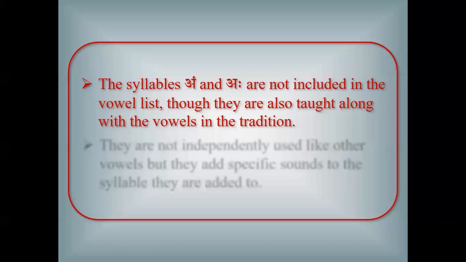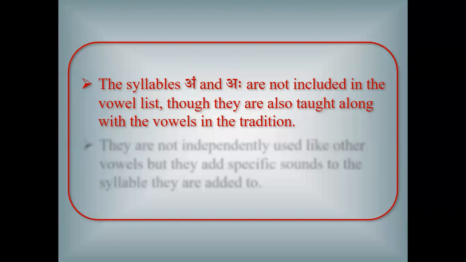This Anuswara and Visarga cannot come independently. They always come with the vowel, only with the vowel, because vowels can be pronounced. Consonants cannot be pronounced; a consonant without a vowel cannot be pronounced. It is the vowel that gives support to the consonant, and therefore consonants can be pronounced. And here also, the Anuswara and Visarga don't have independent pronunciation. They take the pronunciation of the vowel.